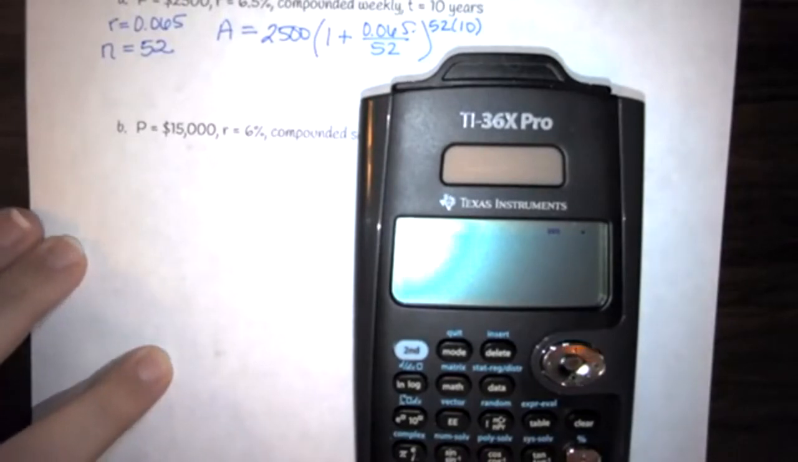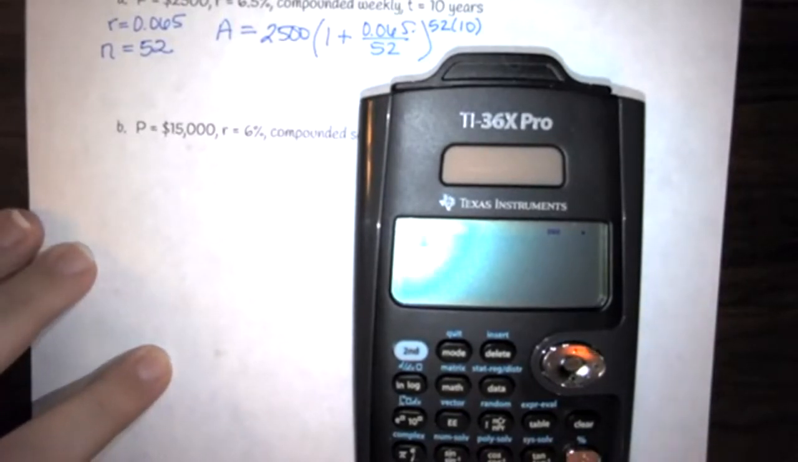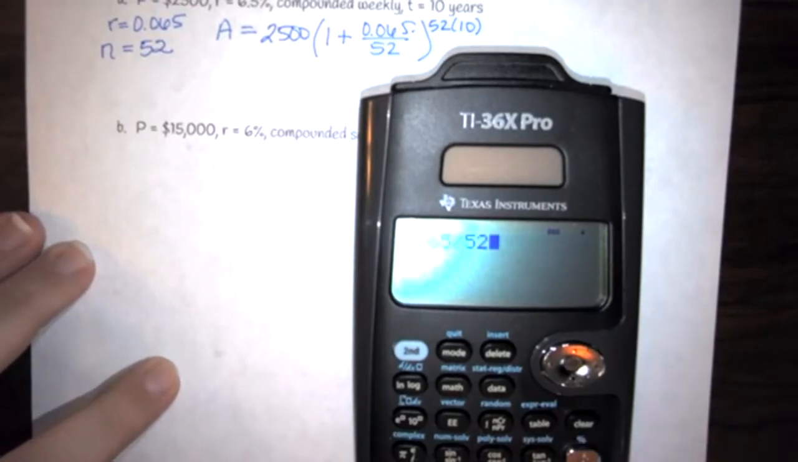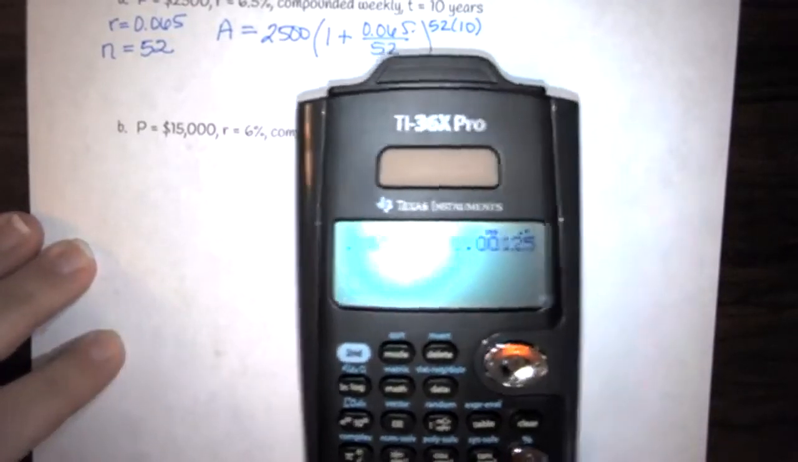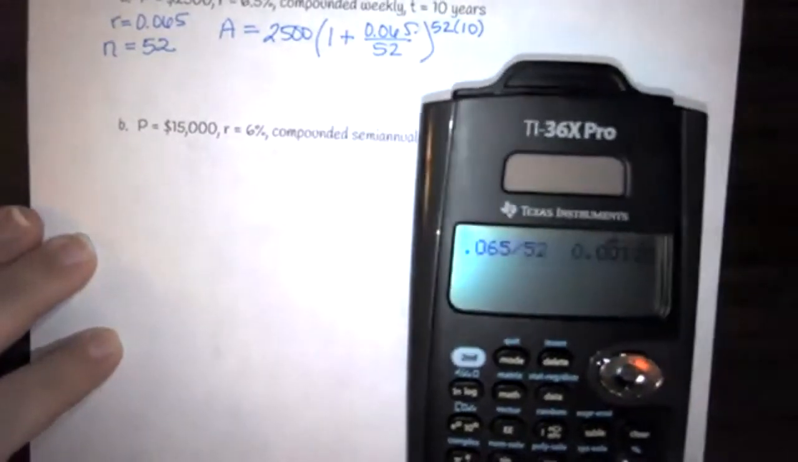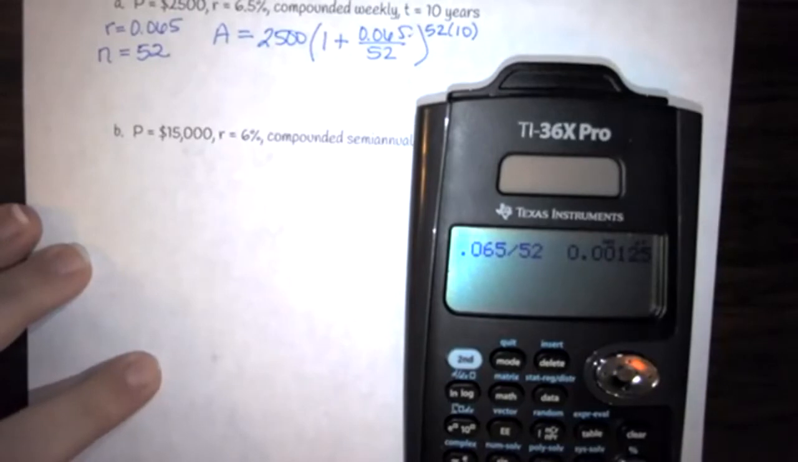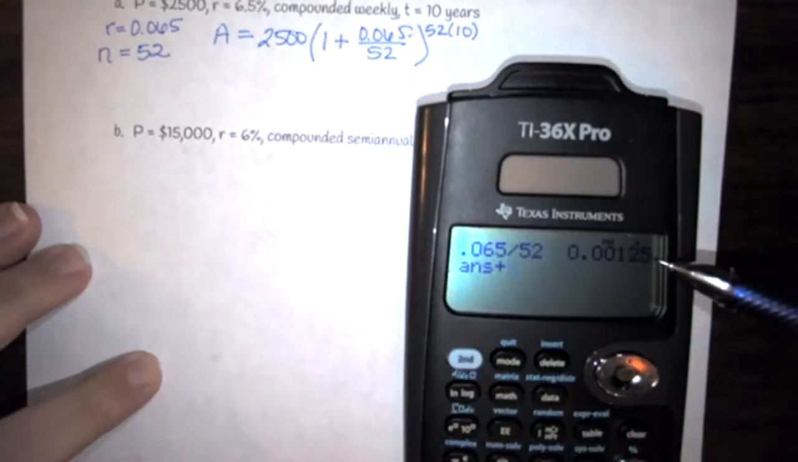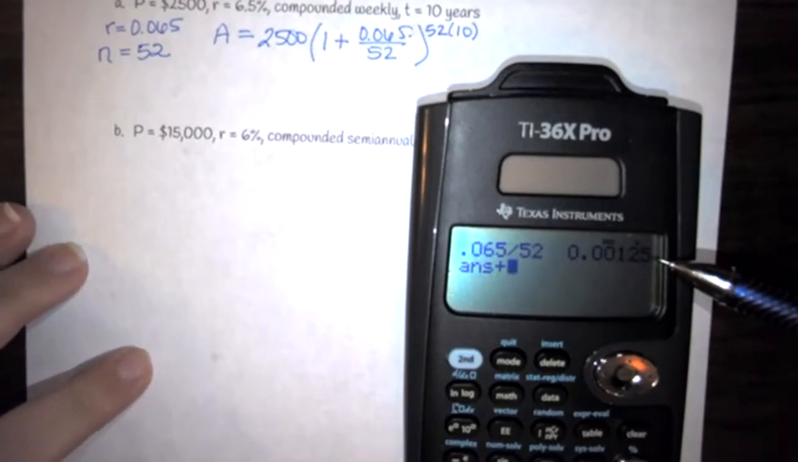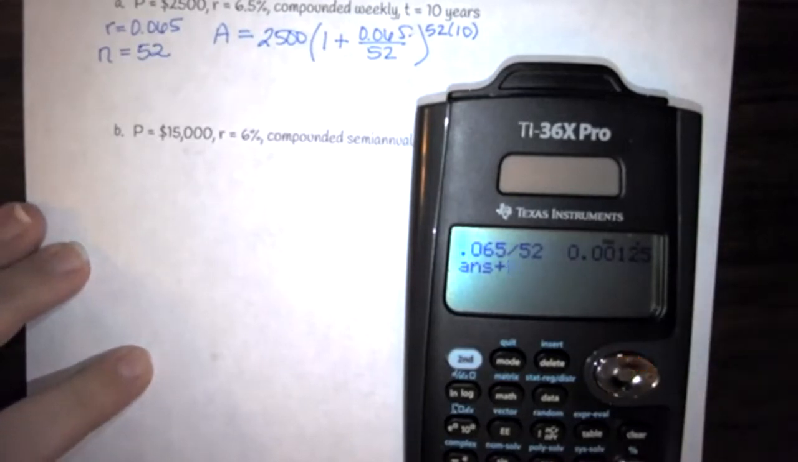Okay. So the first thing I'm going to do is 0.065, divide it by 52, and I'm going to hit enter. Now without clearing my screen, I'm going to hit plus. So notice it says answer and plus. So the last answer, this one right here, is still being held in its memory. So you hit plus, and I want to plus 1 to it and hit enter.